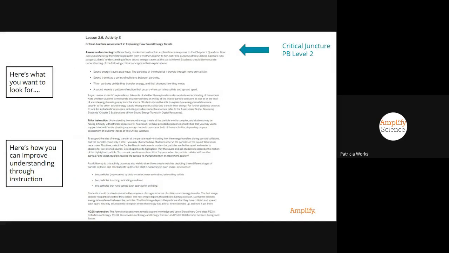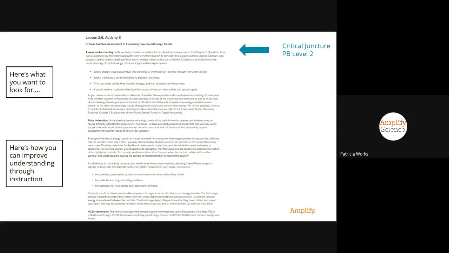In this activity, students construct an explanation for the Chapter 2 question. How does sound energy travel through water from a mother dolphin to her calf? The purpose is to gauge student understanding of how sound energy travels at the particle level. In their explanation, you want to see evidence of these critical concepts.